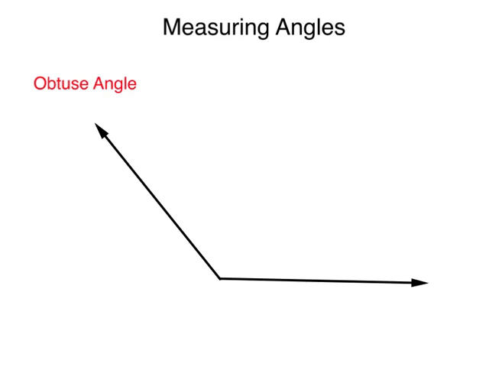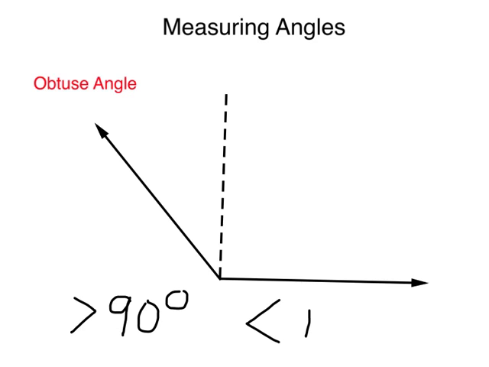Finally, there is the obtuse angle, and the obtuse angle is more than 90 degrees. And so if we put a dotted line here, okay, again, now that's rough, but that is basically our 90-degree angle. And as you can see, the obtuse angle is more than 90 degrees. But if we were going to be a little bit more specific, the obtuse angle is more than 90 degrees, but less than 180 degrees. So keep that in mind.